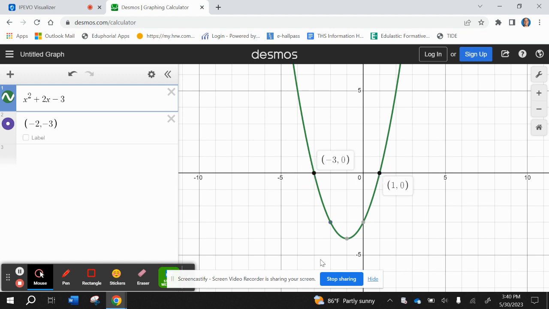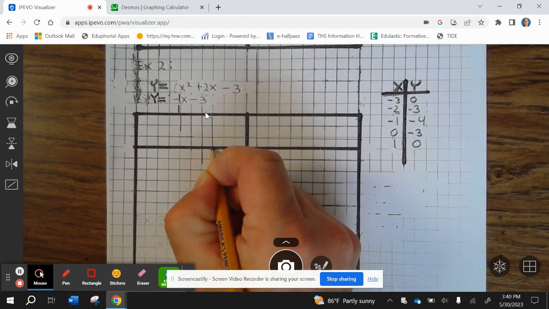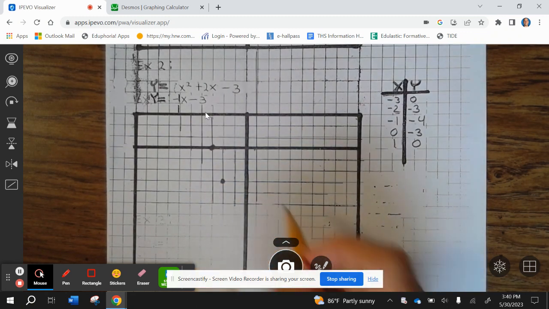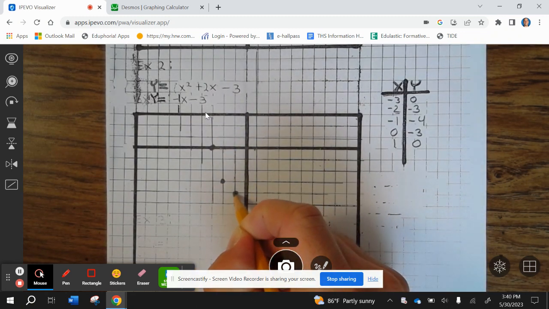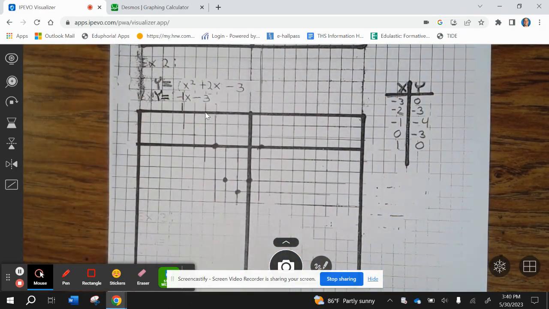So we have the point -3, 0, -2, -3. And then we have -1, -4. We already have 0, -3. And then 1, 0. Okay, so now let's graph those points. Okay, so -3, 0, -2, -3, -1, -4, 0, -3, and 1, 0. I'm going to go ahead and graph that in yellow.